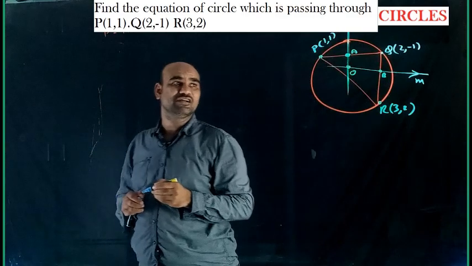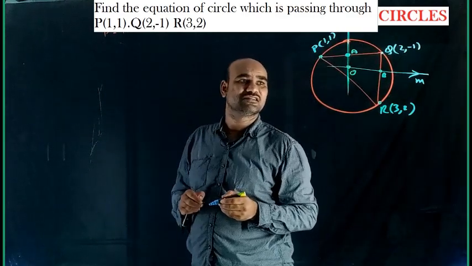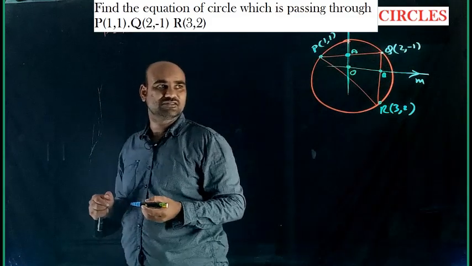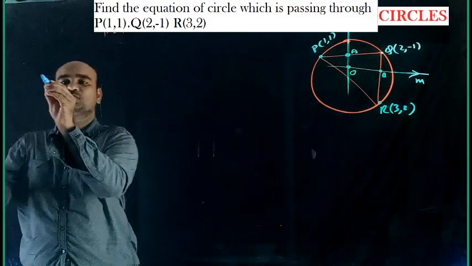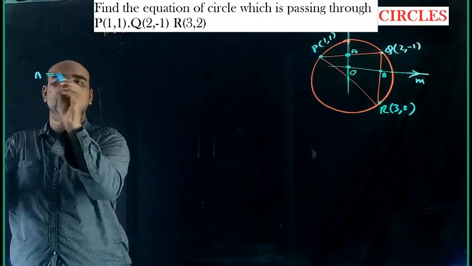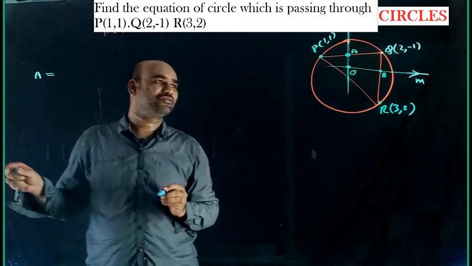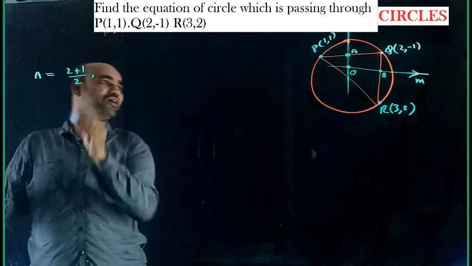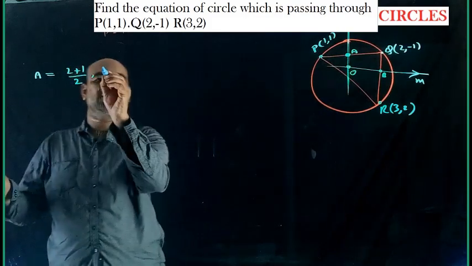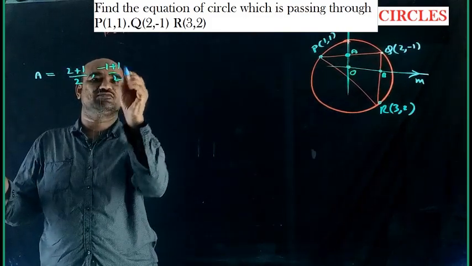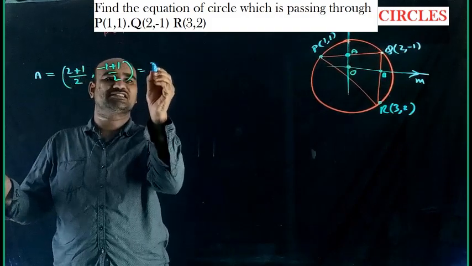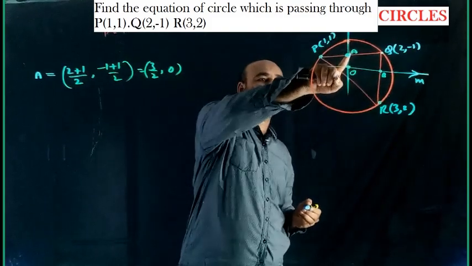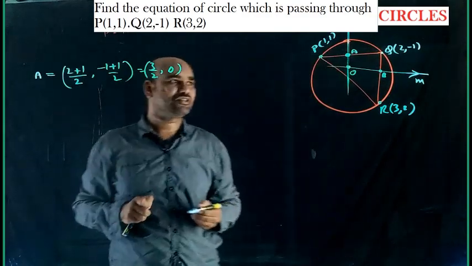I want to find the equation of both the lines. Then after I solve them, I will get the center. So A is nothing but the midpoint of PQ: (2 plus 1) by 2 comma (minus 1 plus 1) by 2, which is the same as 3 by 2 comma 0. Coordinates of A equal to (3/2, 0).